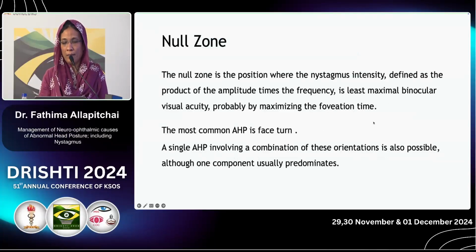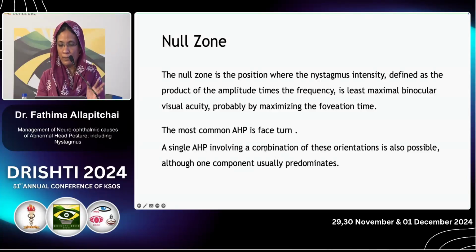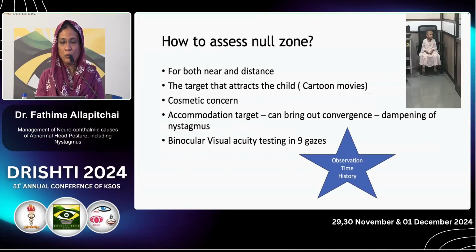And when we try to address the abnormal head posture, we have to address the null zone. The null zone is nothing but where the nystagmus intensity is less, where the fovea gets more time, that foveation time is maximum. So the most common AHP is face turn in nystagmus, but a single AHP usually involves multiple combinations, though one component usually predominates. So how to assess the null zone? It is more like how to assess the abnormal head posture, the same.